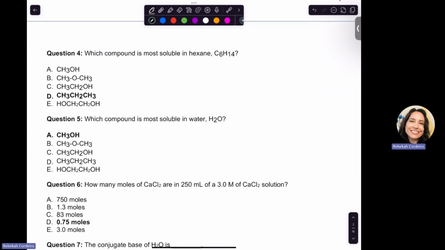So we're talking about solubility for the next couple of questions. Hexane is completely nonpolar.